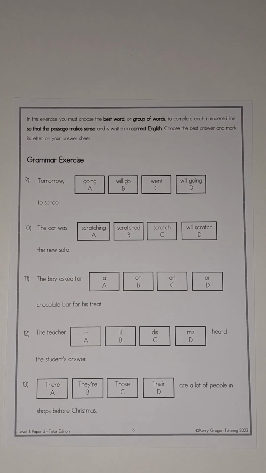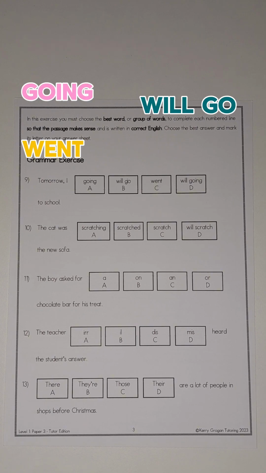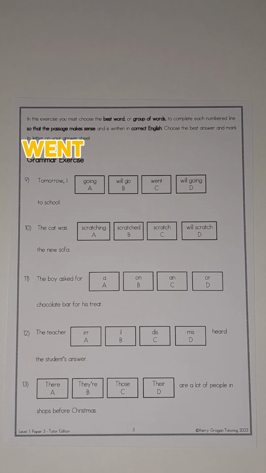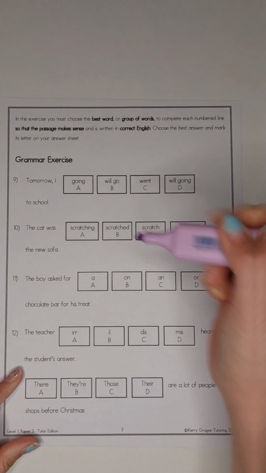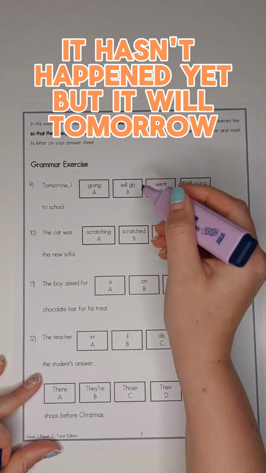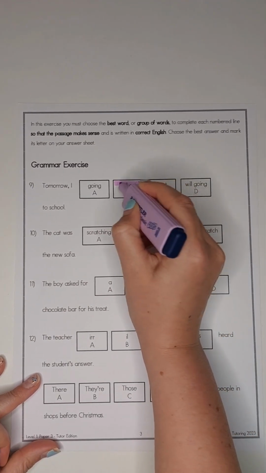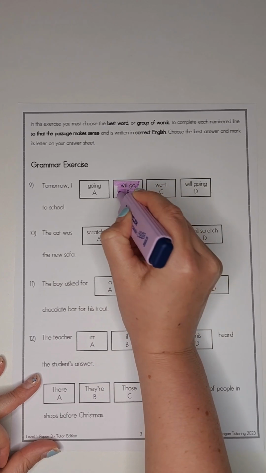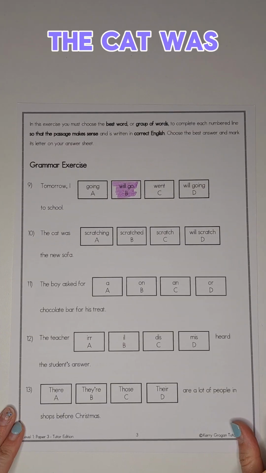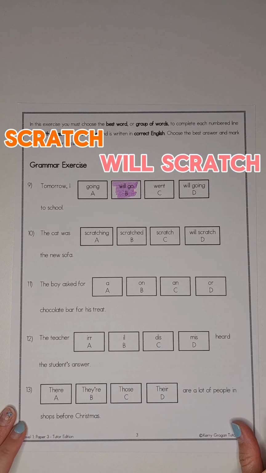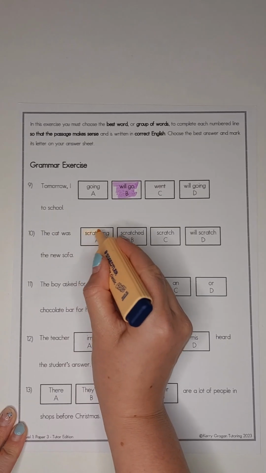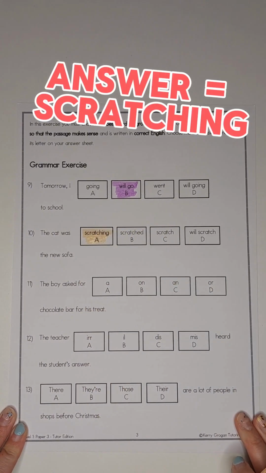So with our first one, we have: tomorrow I will go to school. So it hasn't happened yet, but it is going to happen tomorrow. So our answer is option B, will go. Next: the cat was scratching, will scratch the new sofa. So the cat was scratching the new sofa, our answer is option A.